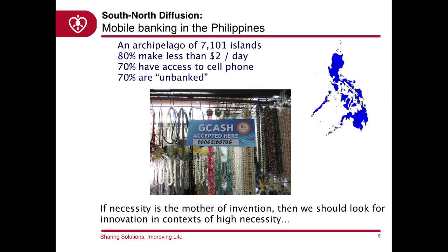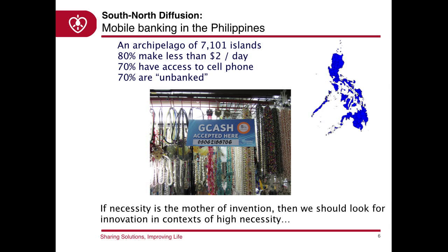And for instance, this is the case of something that we studied that was just published, the beginning of mobile banking in the Philippines. The Philippines is a very big archipelago, 7,100 islands. It's a lot of islands. It's also a very poor country.